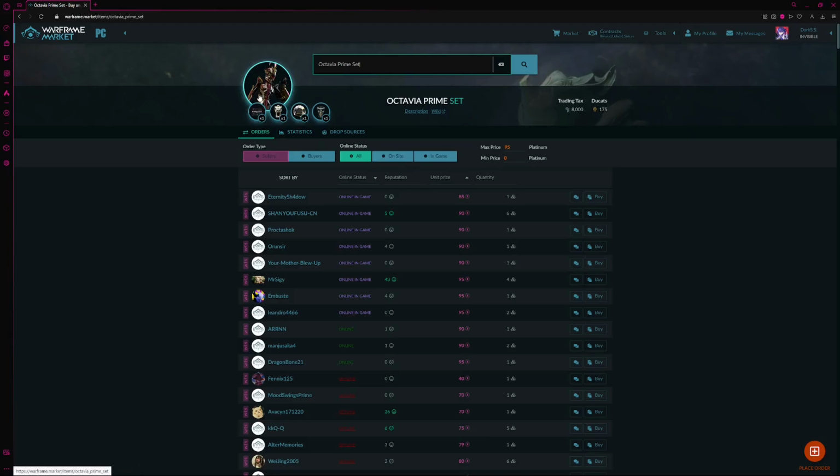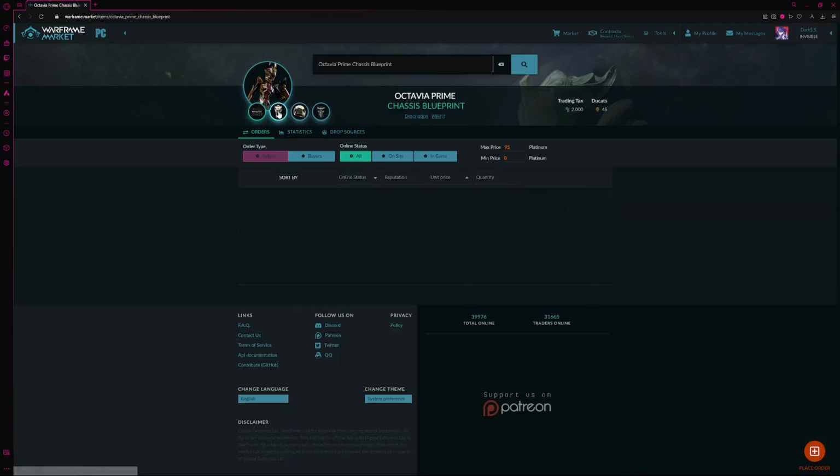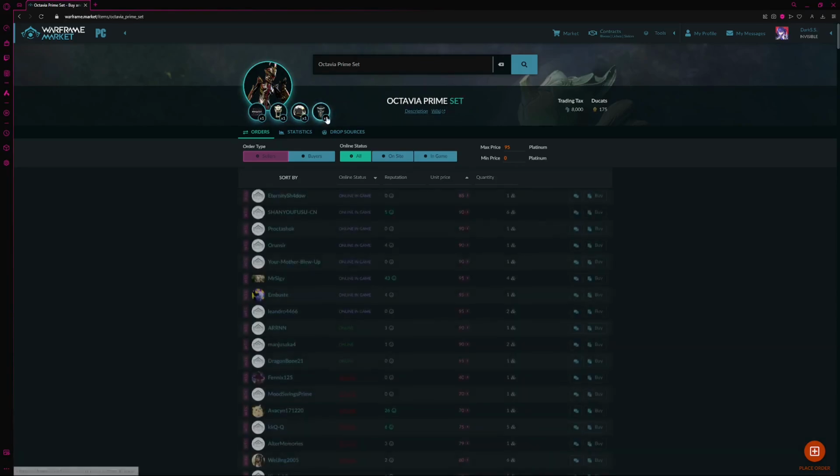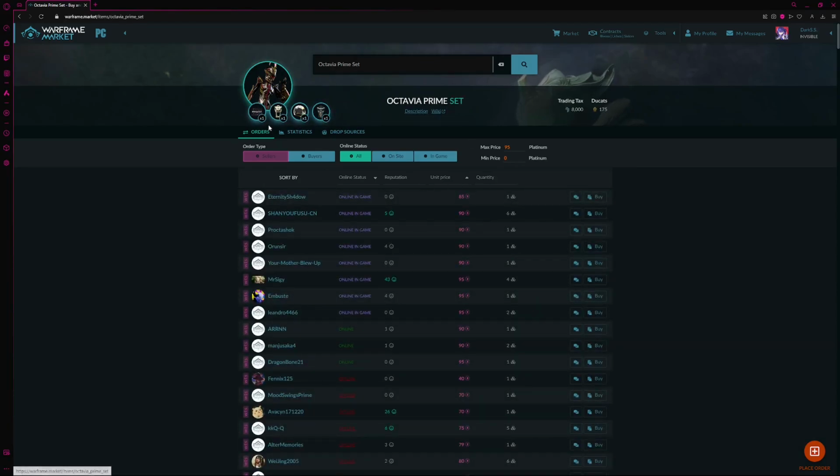This is the set, all of the pieces at once. You can just get the blueprint here, or just the chassis, or just the neurooptics, or just the systems, in case you're missing some. I usually buy in bulk because you only get a maximum number of trades a day. For me, it's currently 3. It's about to be 4 because I'm about to go to mastery 4.